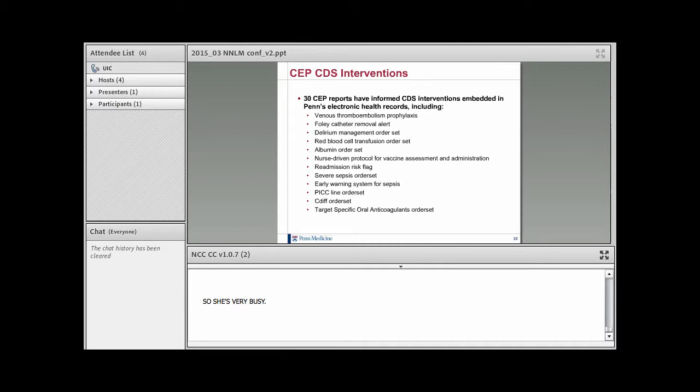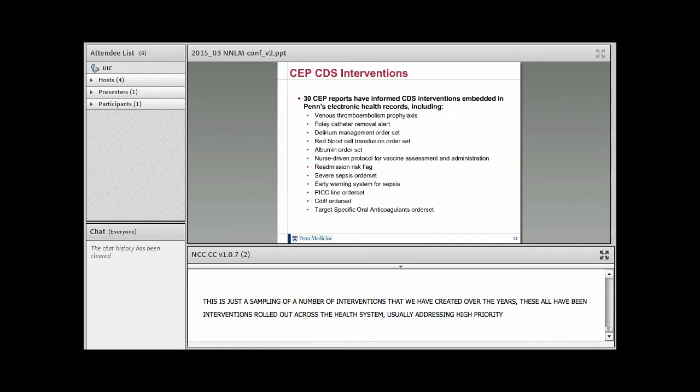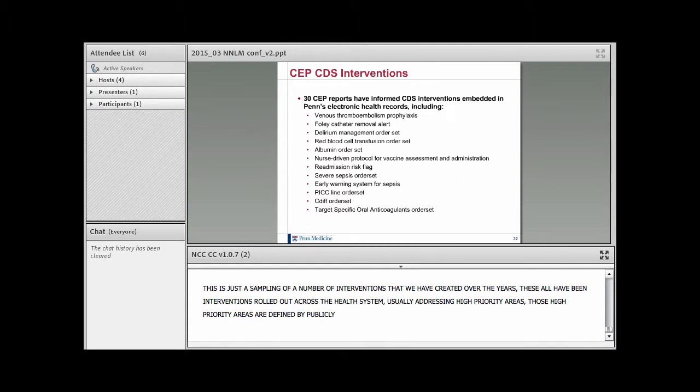And this is just a sampling of a number of the interventions that we've created over the years. And these have all been interventions that have been rolled out across the health system, usually addressing high priority areas. For good or for bad, those high priority areas are often defined by publicly reported or pay-for-performance metrics. So the projects that we're working on are usually very similar or identical to projects that UIC is working on, or U of C, or Georgetown, or Vanderbilt, or whatnot.